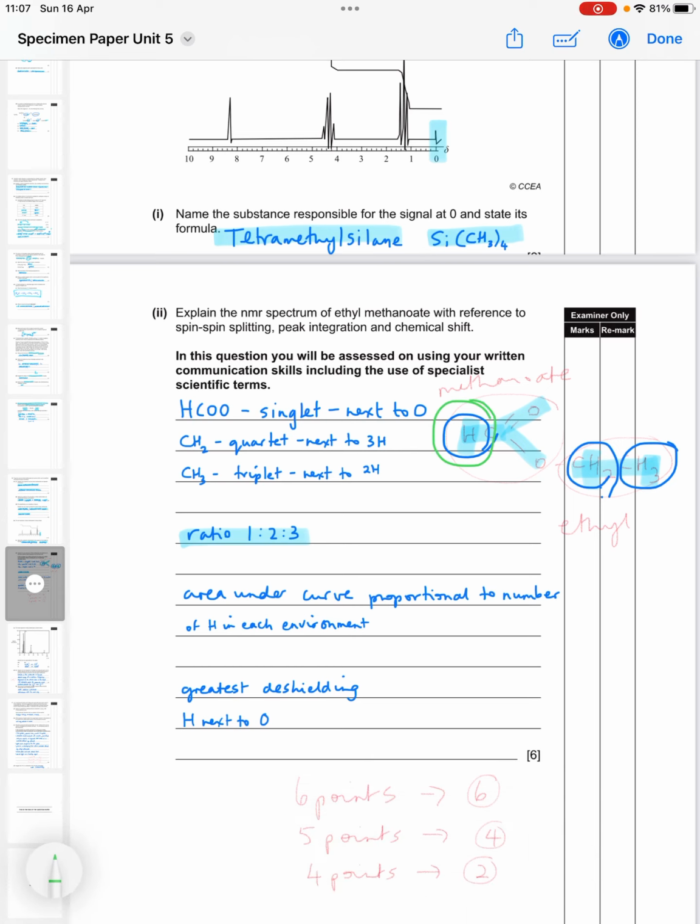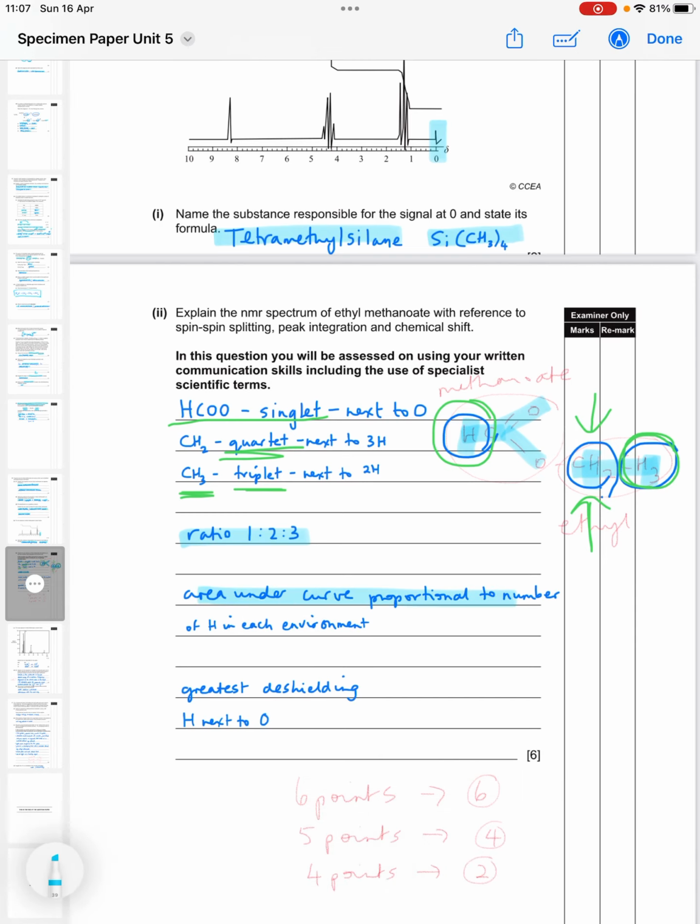So this one, which is next to the oxygen, is going to be a singlet. Then we have this one, which is a quartet because it's next to the CH3, and that CH3 then is going to be a triplet because it's next to the CH2.